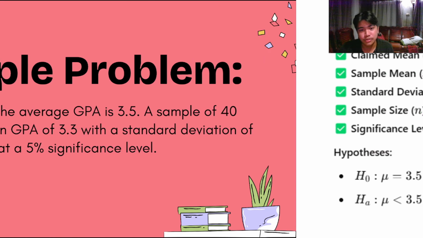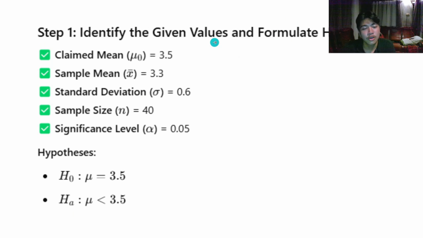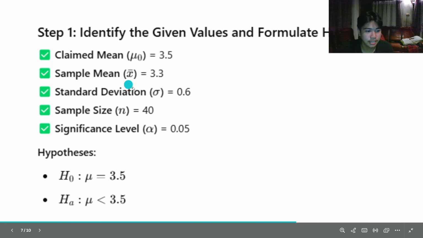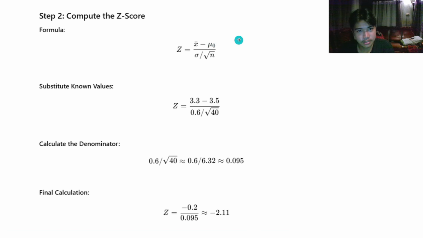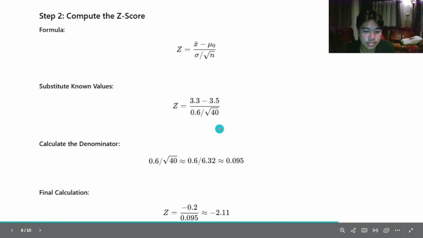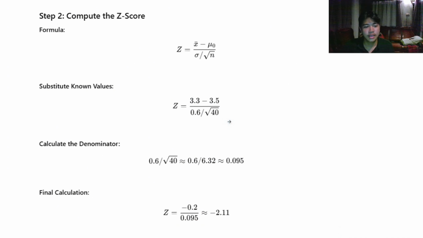Then we are going to use the z formula, and first we are going to identify the given values and formulate hypotheses. So here are the hypotheses, and here are the values, and we are going to substitute the given values in the formula, and we will get an approximate value of 0.095 for the 0.6 over square root of 40, and then 3.3 minus 3.5 is negative 0.2. Now we're going to divide them both, and we will have an approximate value of negative 2.11, and that is the z-score.